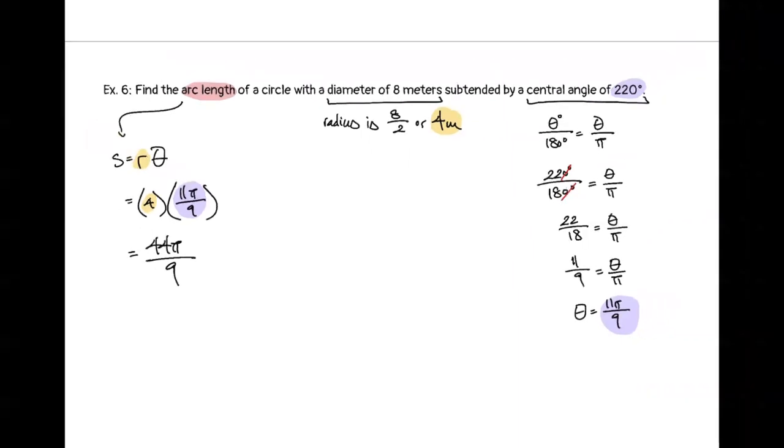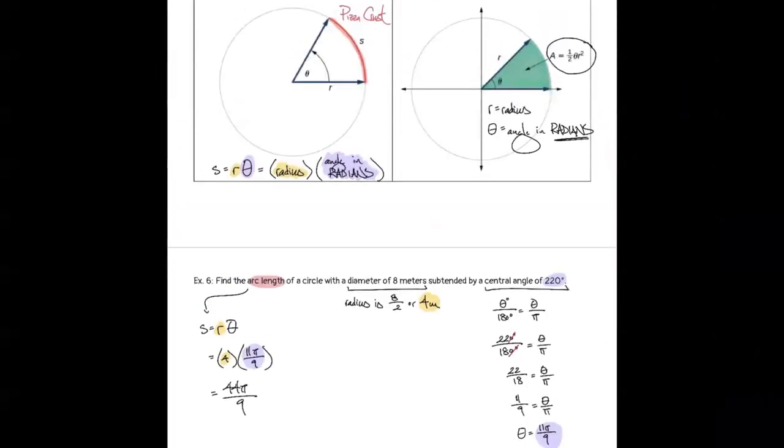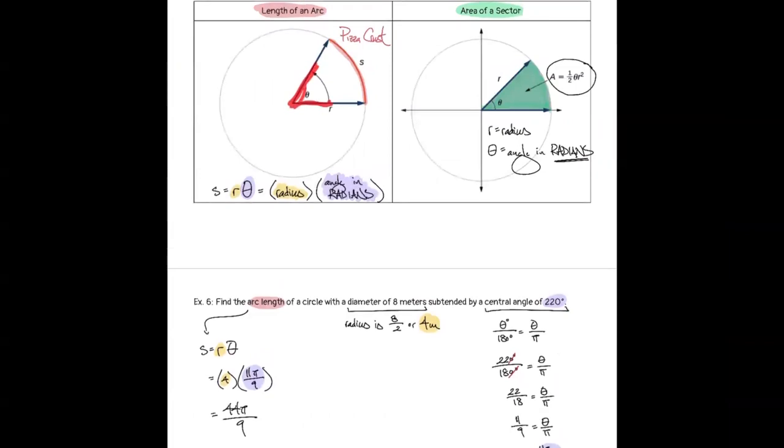So radians would be like, how big is the pointy part of the pizza, right? But that's not what we're measuring here. We're actually measuring how long this piece is. Yeah, meters is definitely where we want to go.